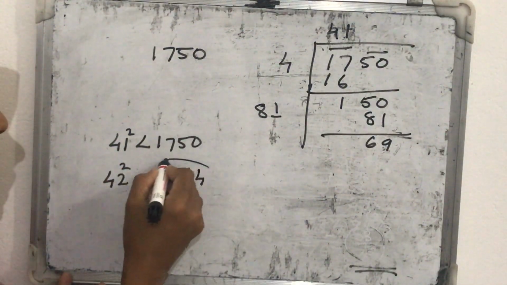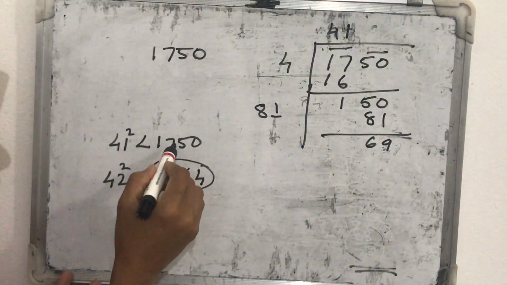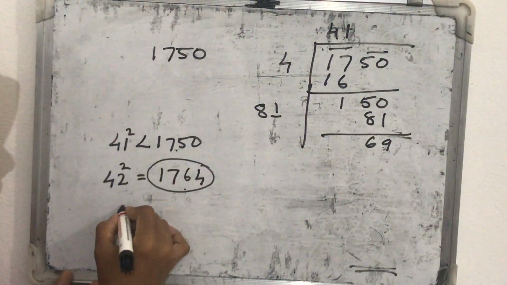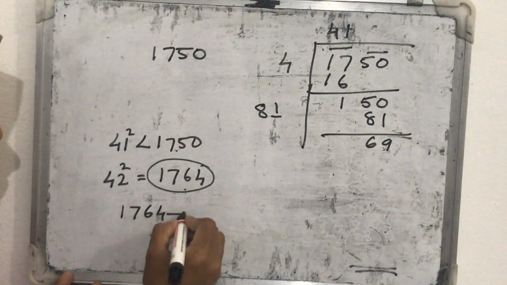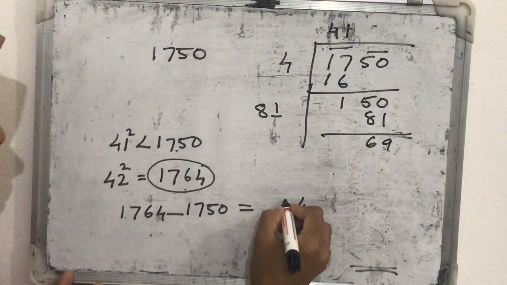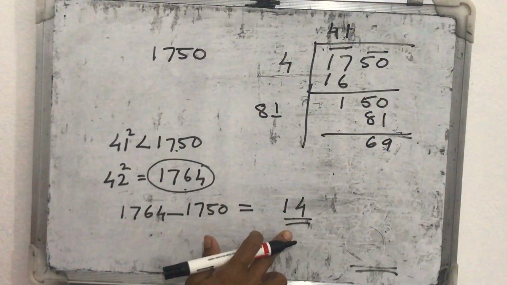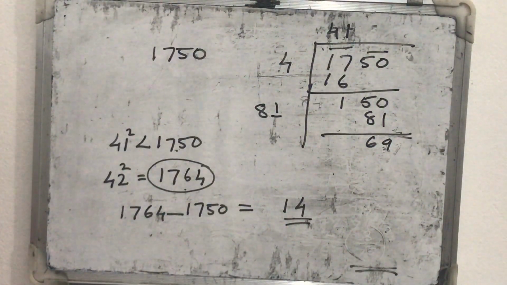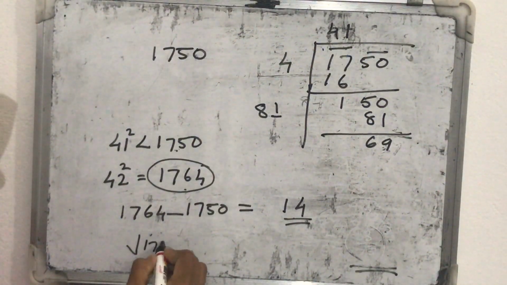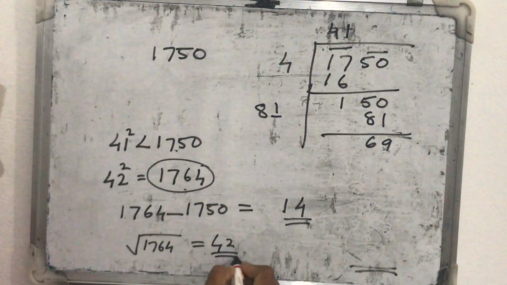Now 1764 is a perfect square. With the given number 1750, which number should we add to get this? For that we subtract 1764 minus 1750. So 4 minus 0, 6 minus 5, 1. The required number which should be added is 14. And what is the square root of 1764? That is easy. The square root of 1764 is equal to 42.